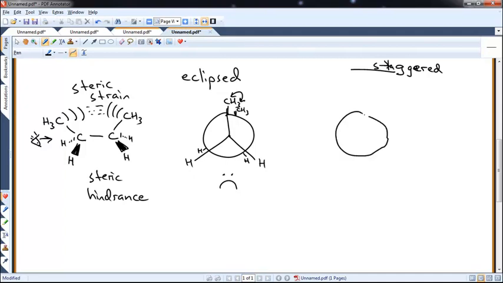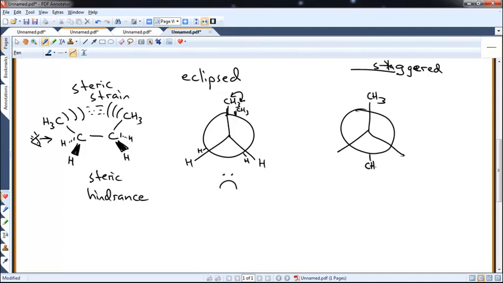Can you draw the Newman projection such that you get the lowest energy conformation? Pause the video now and give it a chance. Hopefully you got something like this. If you did, I think you understand this and it's the right idea.